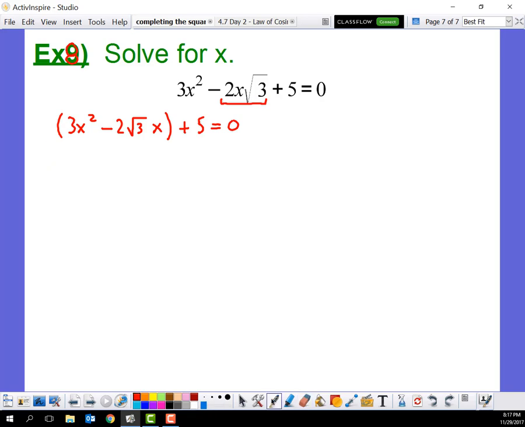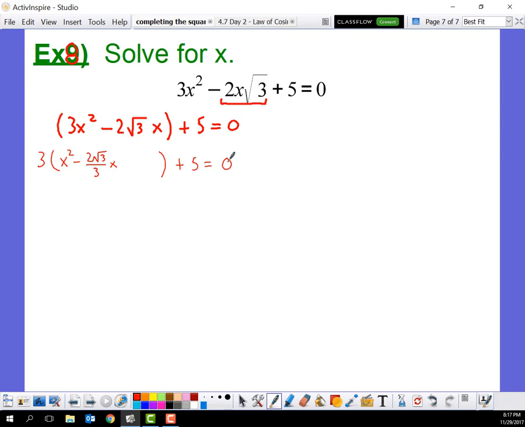All right, smaller font size. Here we go. So factor out the 3. Okay? And we've got x squared left over minus 2 root 3 all over 3x. Leave yourself a space. Plus 5 equals 0. Okay, this is difficult to figure out what you're adding to complete the square on both sides.